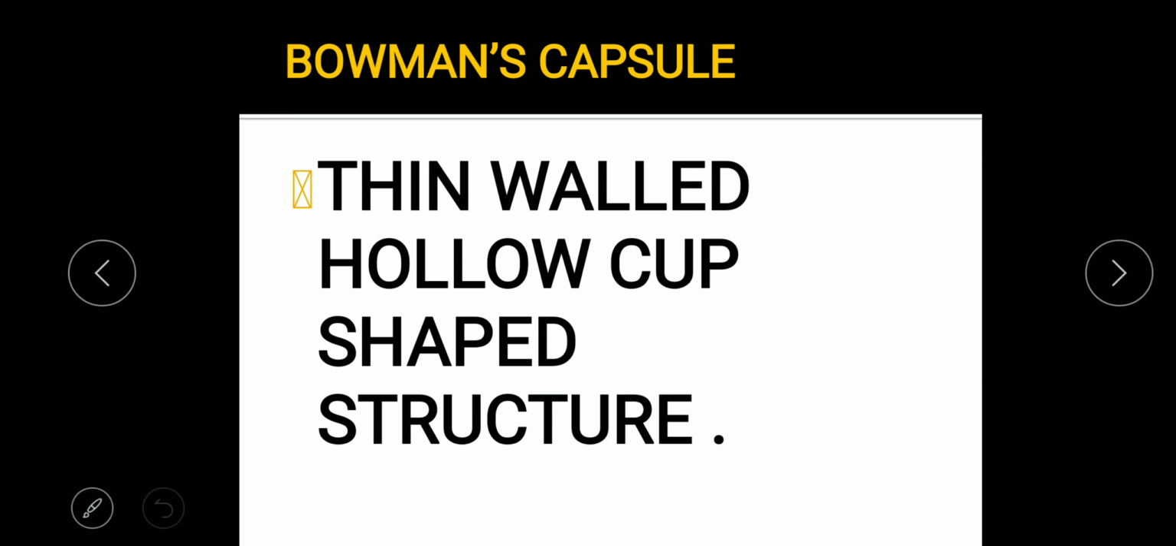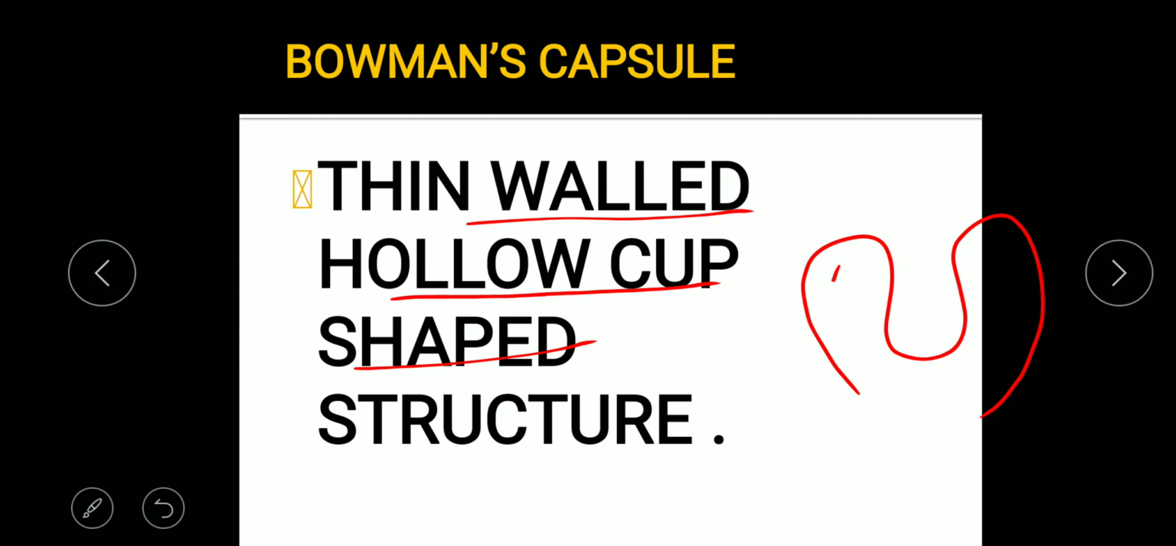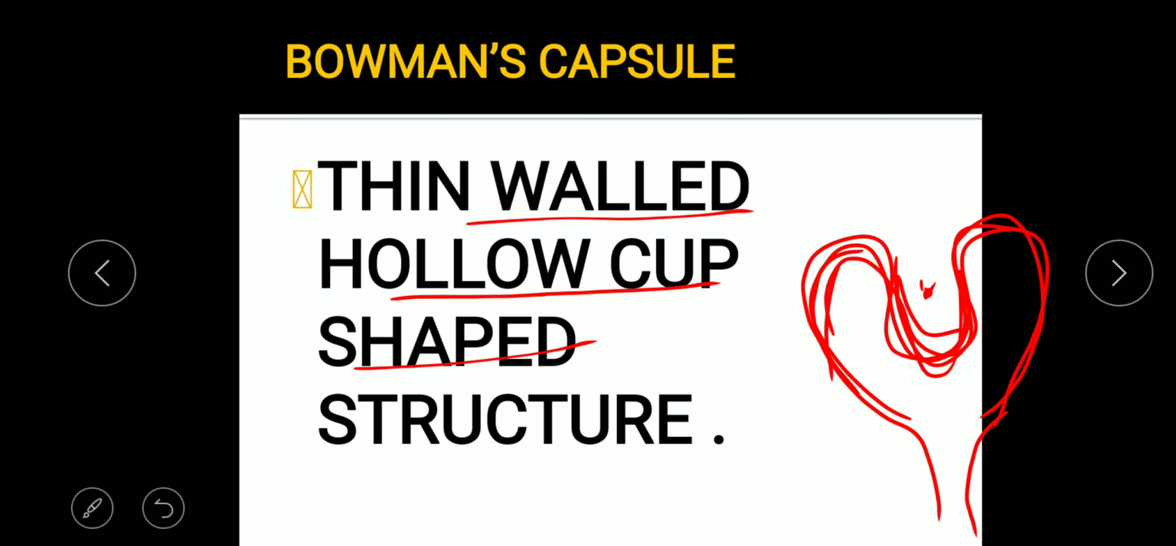Now, what is Bowman's capsule? Bowman's capsule is a thin-walled, hollow, cup-shaped structure, composed of a single layer of epithelial tissue. This thin-walled, hollow, cup-shaped part of the nephron is known as Bowman's capsule. Bowman was the name of the scientist, and this Bowman's capsule term has got its name from him.